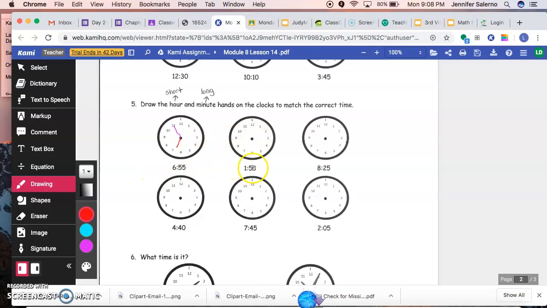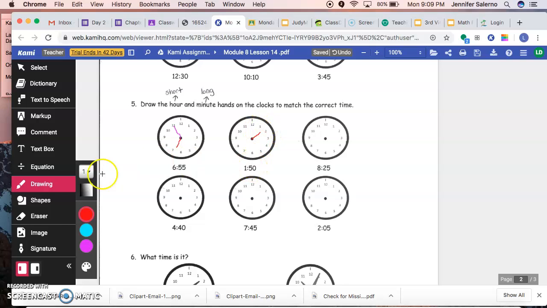So 1:50 again means that I'm close to the next hour. So when I draw my hour hand, I am not going to point it directly at the 1. It is going to be in between the 1 and the 2 because it is almost 2 o'clock, okay? So again, I'm putting it in between, okay? It's not directly at the 2, it's not directly at the 1.